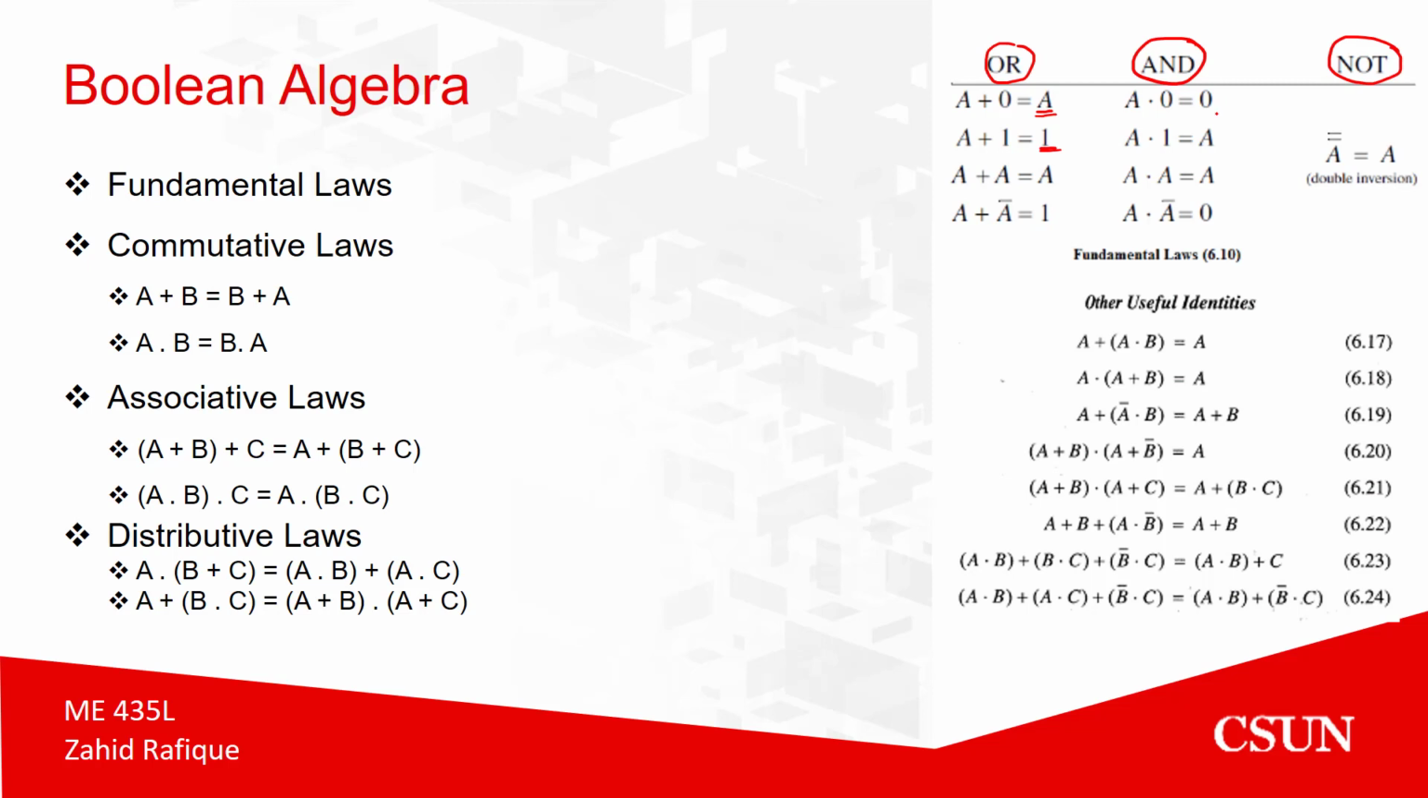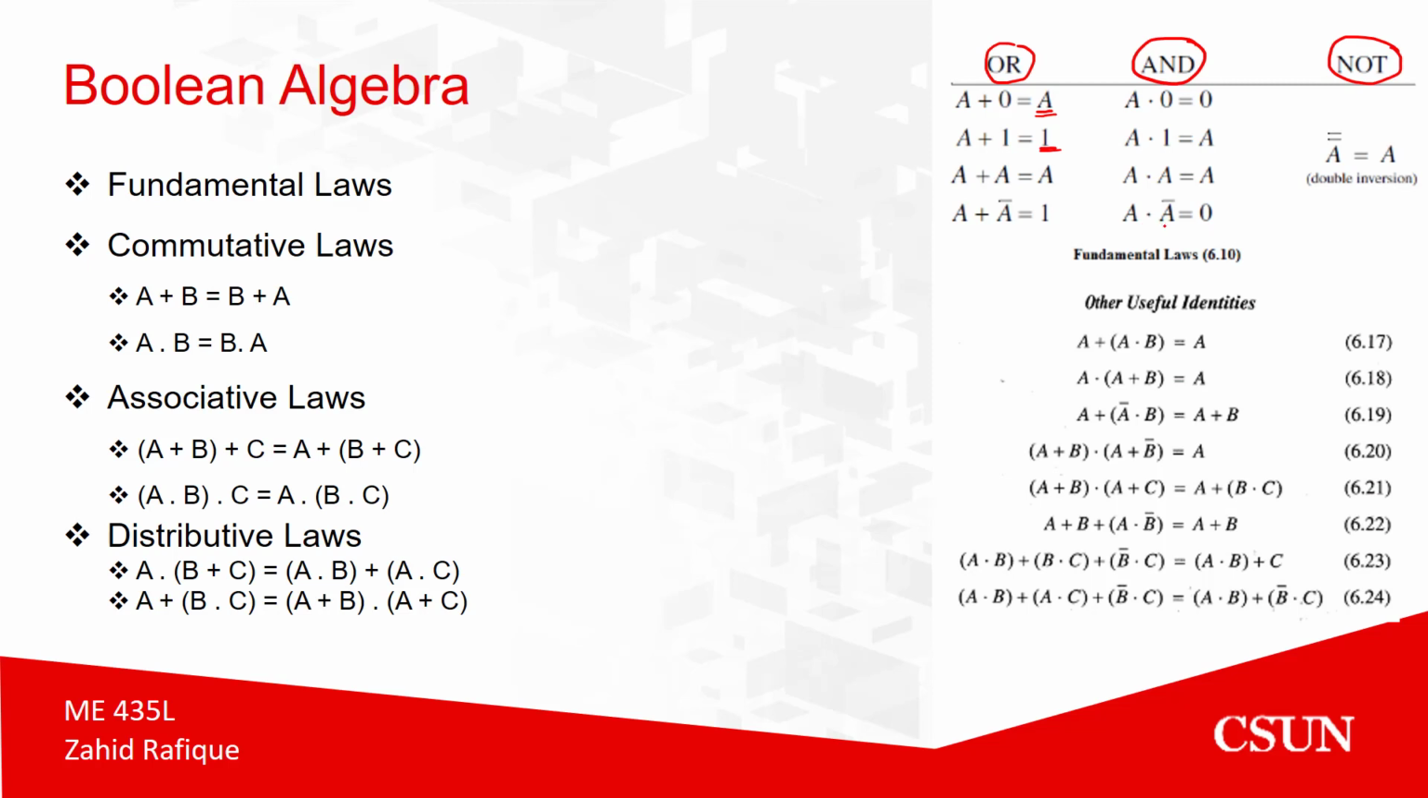Similarly, we can write similar expressions for AND. So A and 0 is 0, and it makes sense because when A is 0 and 0, output is going to be 0. When A is 1 and you AND it with 0, your output is going to be 0. A and 1, your output is going to be A, because if A is 0, 0 and 1, your output is going to be 0. A and A is going to be A, and A and A bar is going to be 0.